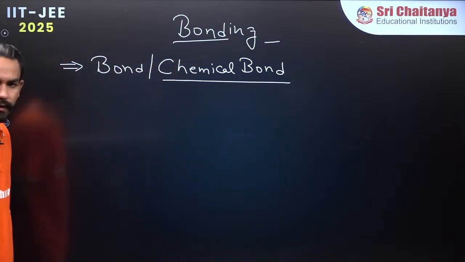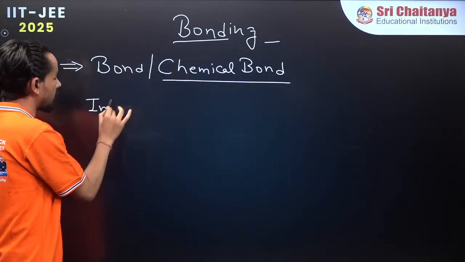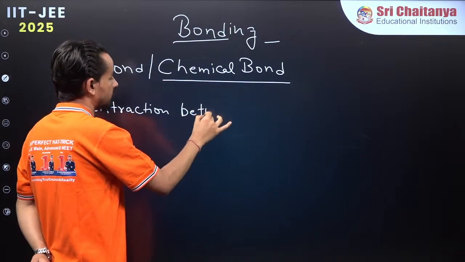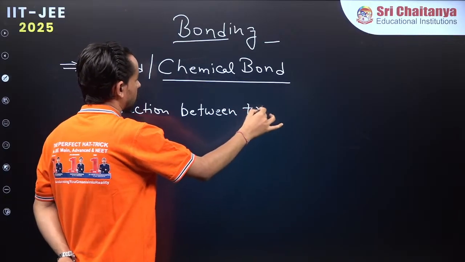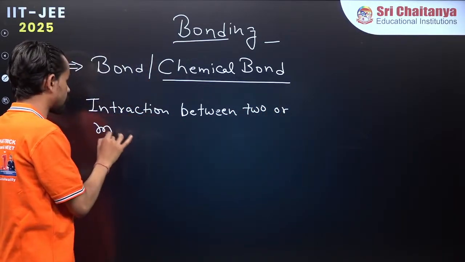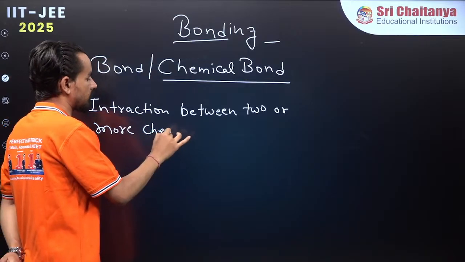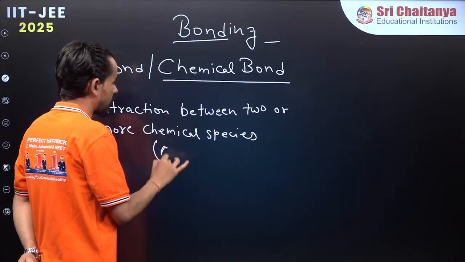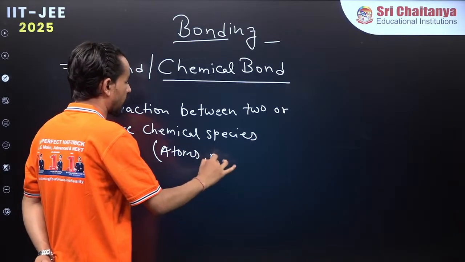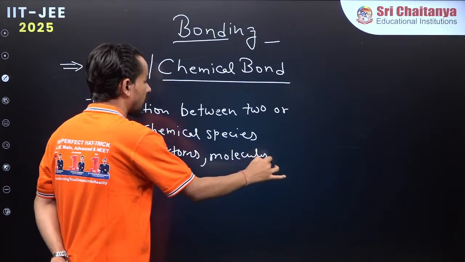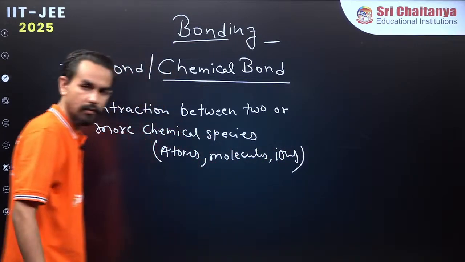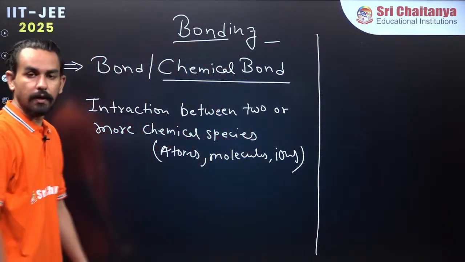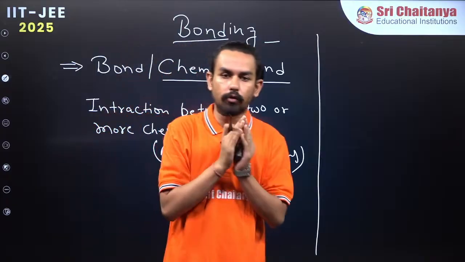It is the interaction between two or more chemical species. Now what can be these chemical species? These can be atoms or molecules or ions, that kind of things. Okay, these are examples. Molecules or atoms or ions, that kind of things. If they are connected by some force, that force is known as bond.